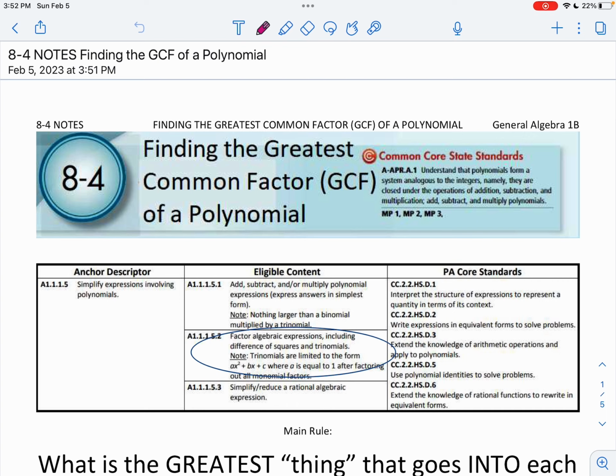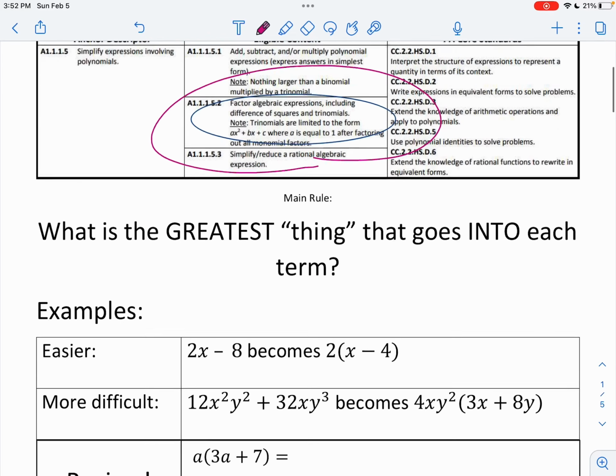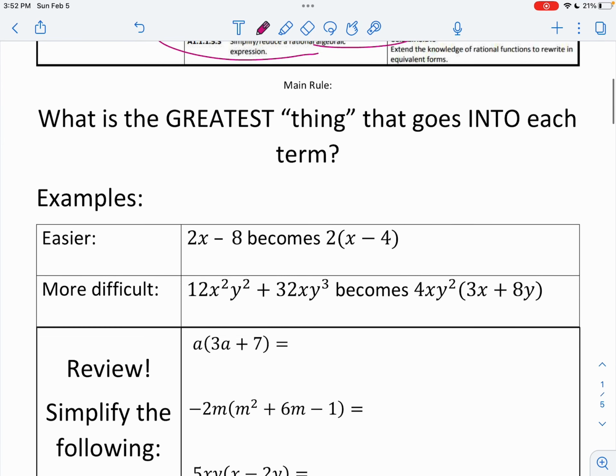Okay, so you can see we are talking still in the same eligible content of the keystones. And so now this is not like the technical definition, but if somebody's like, what is the greatest common factor? The greatest common factor is the biggest or the greatest thing or term that goes into each term.